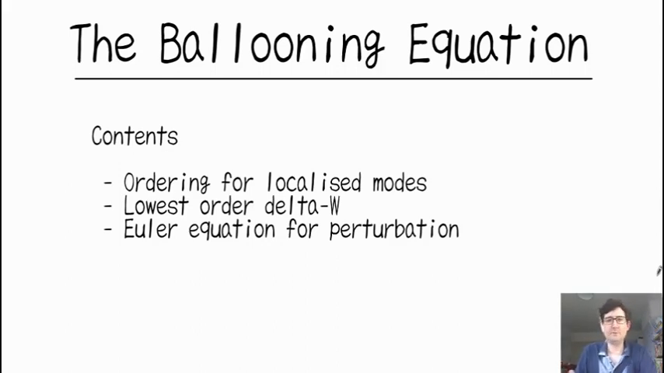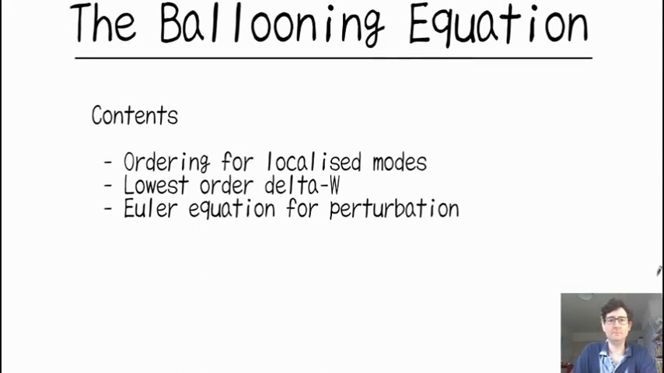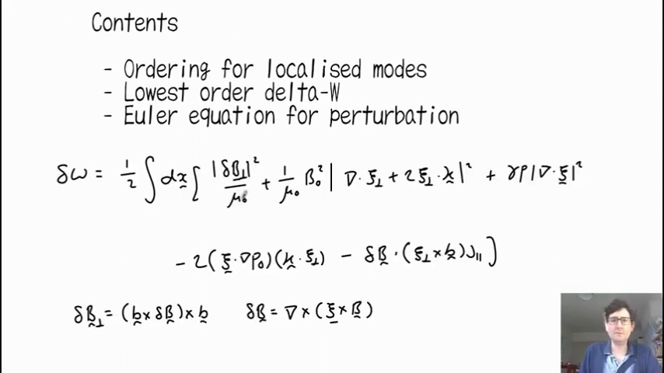So we start by writing down the delta W equation. These are the field line bending terms, the compression terms for magnetic field and the pressure, and then the curvature drive, the pressure, and the kink drive, the current. And then the perturbed magnetic field is given by this expression, where psi is the perturbation, and the perpendicular component of it goes into this.